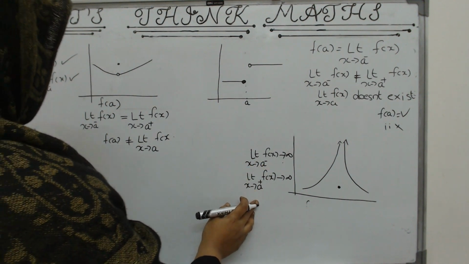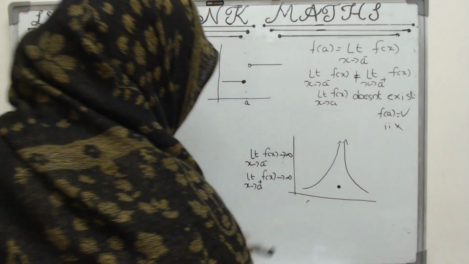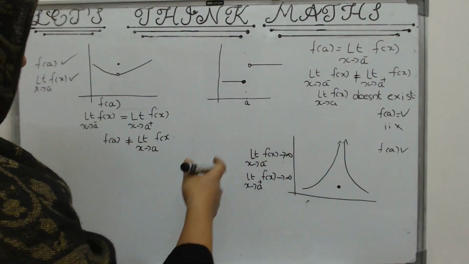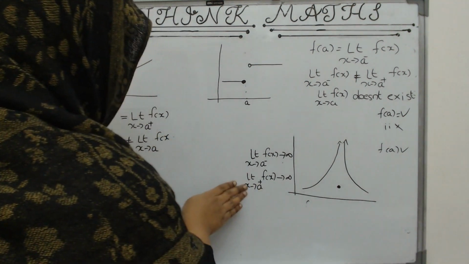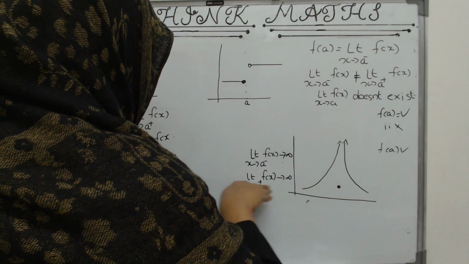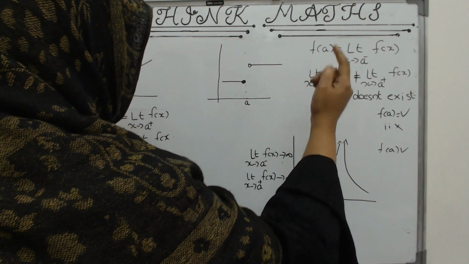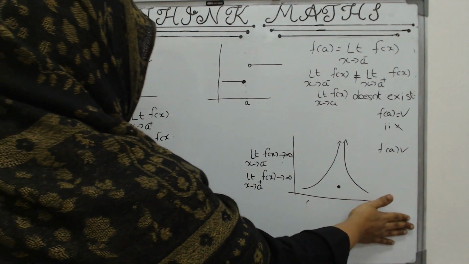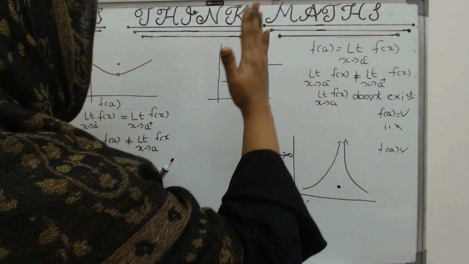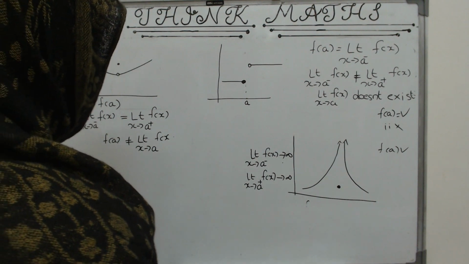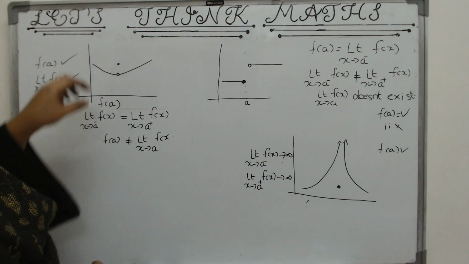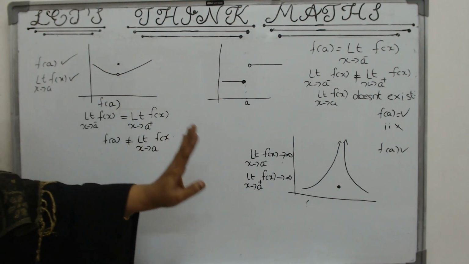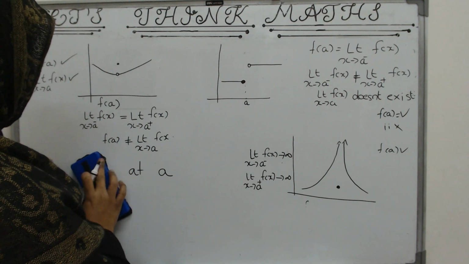Now look at the third picture. There you have your f of a. So the first condition is all right. f of a exists. But what happens to the second condition? As x comes to a from the values less than a, the function goes to infinity. Here also, when x approaches a from values greater than a, you see that f goes to infinity. So again the second condition is not satisfied. So this is known as a removable discontinuity, this is known as a jump discontinuity, and this is known as the infinite discontinuity.